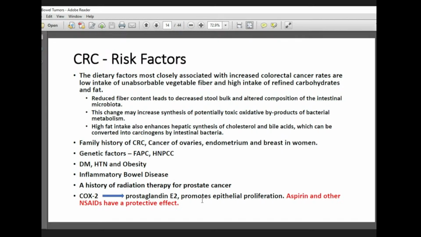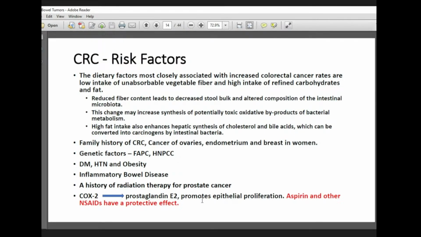Why? Which are the dietary factors? Low intake of unabsorbable vegetable fibers, like a low fiber diet, and high intake of refined carbohydrates and fat. From where do we get the high intake of refined carbohydrates and fat? From your breads, pizzas, fries, pastries, ice creams, pastas, what you eat daily. And you don't take the normal vegetables which are usually consumed at home. We usually don't take them, we go for the refined food.